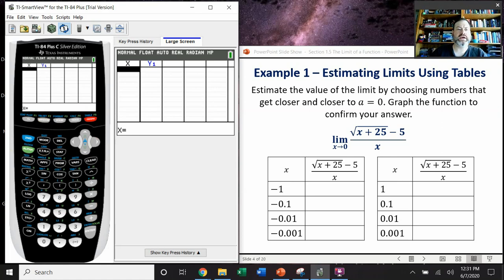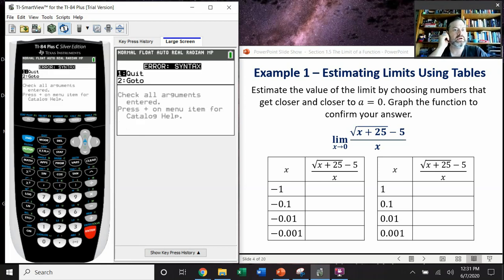All right, so here's our table. So we're just going to plug these numbers in just like we did last time. Right, -1. Oh, one thing about graphing calculators, I don't know how well you guys know this stuff. You can't type in -1. Here, let me show you.